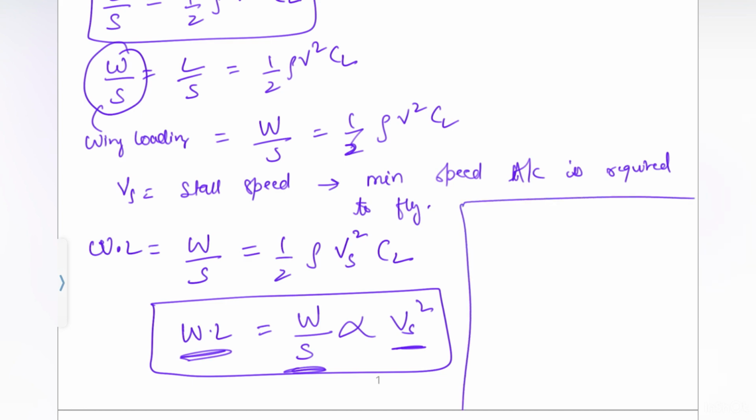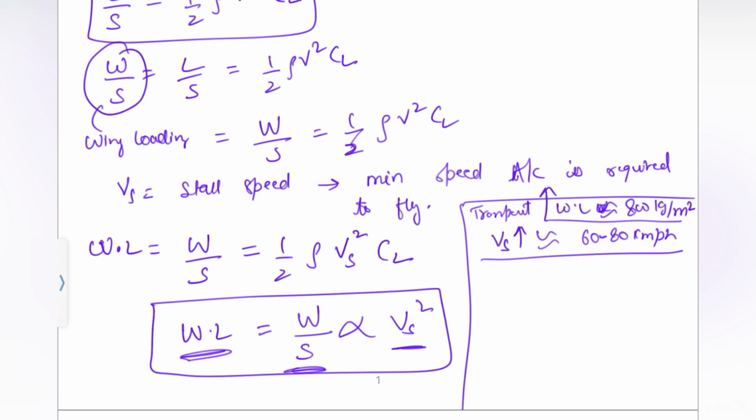Coming to the example, the transport aircraft which we had discussed above has a wing loading of around 800 kg per meter square. The wing loading is very high, that means the stall speed is also very high, somewhere around 60 to 80 kmph, I mean this is an idea, could be above or less. So a high wing loading aircraft has a high stall speed, that's why it needs a longer runway to take off or land. For taking off, the aircraft has to reach 80 kmph, then only it can take off.